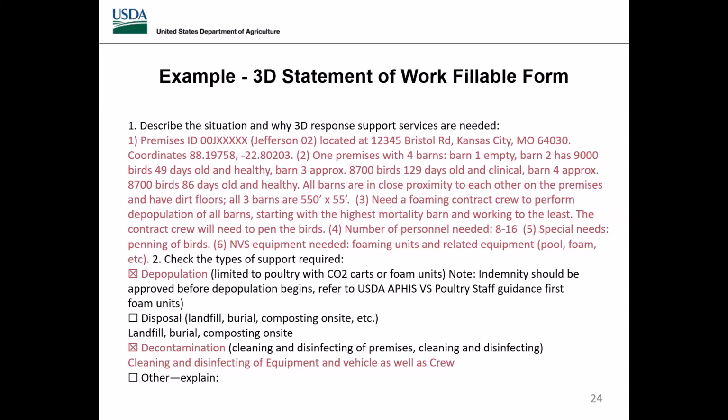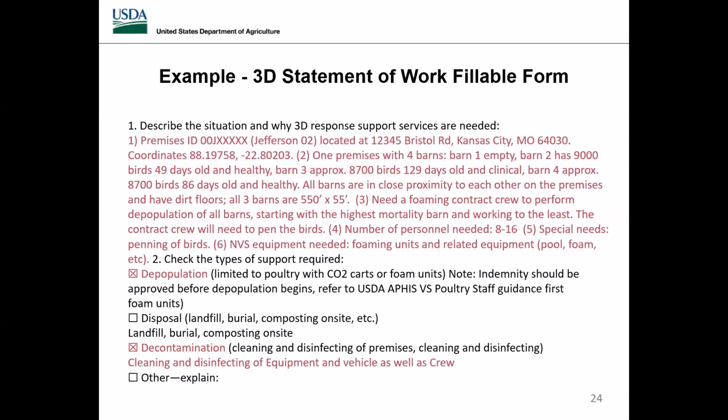Okay, item 3, need a foaming contract crew to perform the depop. And this is nice because they prioritize. The requester has stated which barn has the highest mortality, and that's where they want us to start. And they specify that the contract crew will need to pen the birds. They've got an estimate of the number of personnel needed. Any special needs are identified. The NVS equipment is needed, and so forth. So in this case, they're asking for 2 types of support.